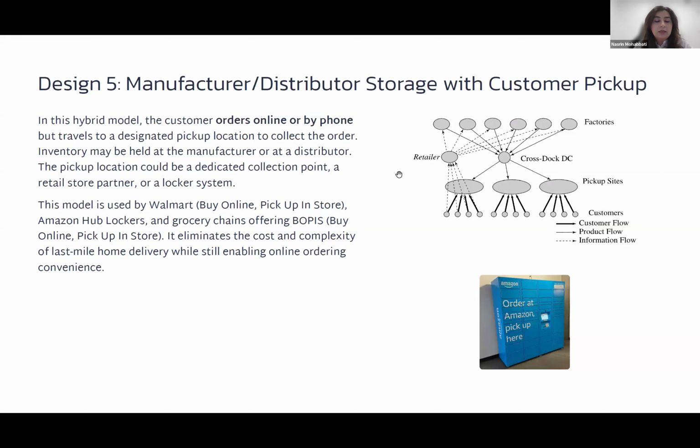And then the fifth design is manufacturer or distributor storage with customer pickup. So this is an interesting design as well. I'm sure that you saw this before. For example, Amazon enables you to purchase online and then go and actually have a locker. They place it in a locker and then you can get it from the locker.